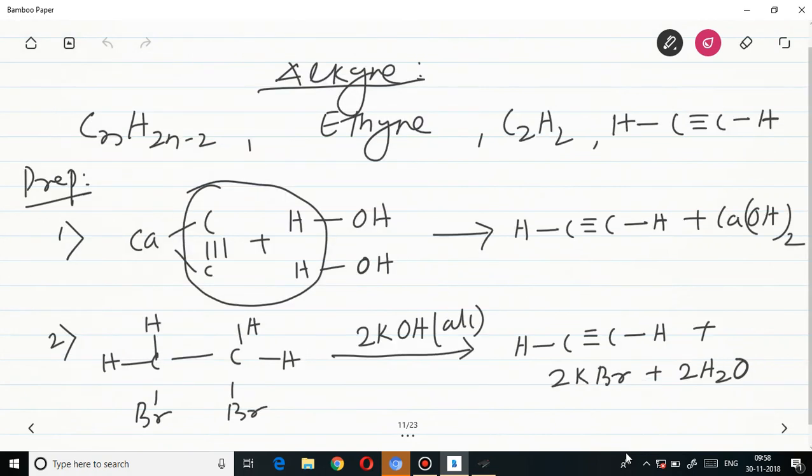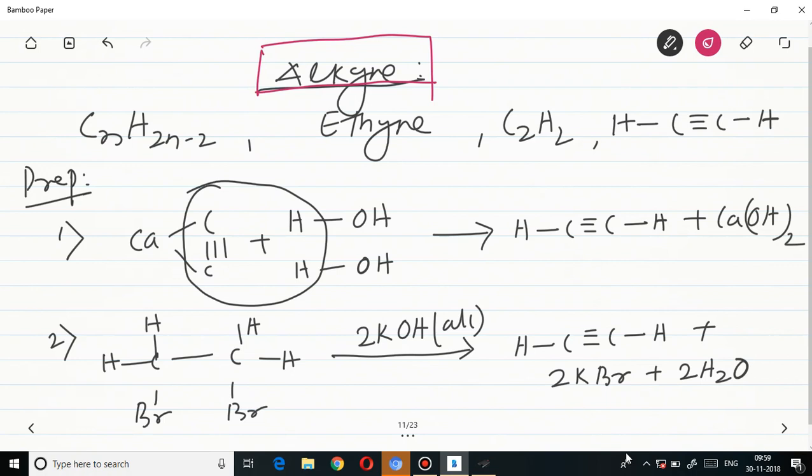Now the next compound is alkyne. Alkyne has a general formula of CnH2n-2. As you can see, alkane has a formula of CnH2n+2, alkene has a formula of CnH2n, and alkyne has a formula of CnH2n-2. So the number of hydrogens is decreasing, which means unsaturation is increasing.